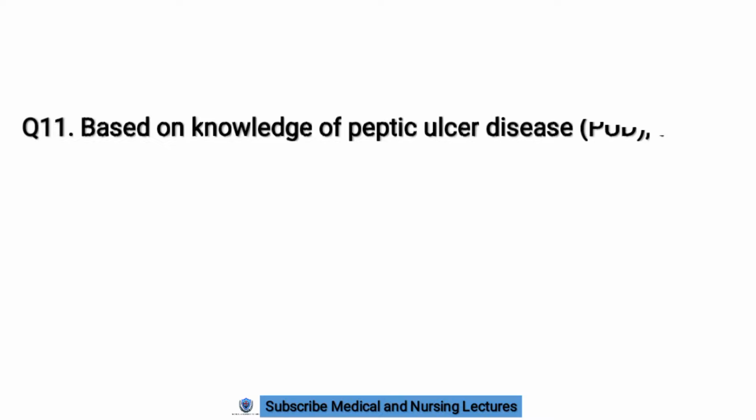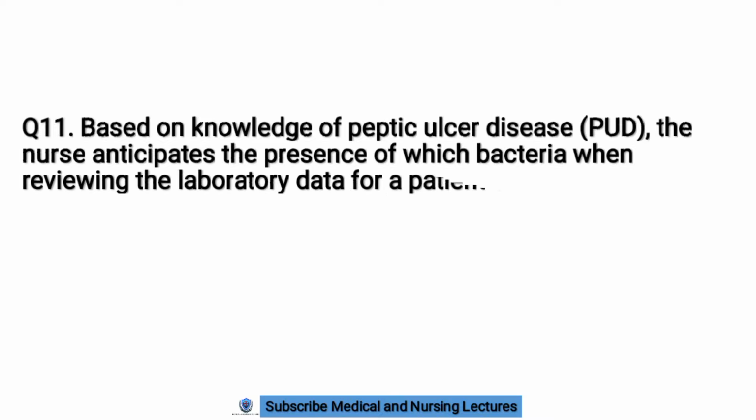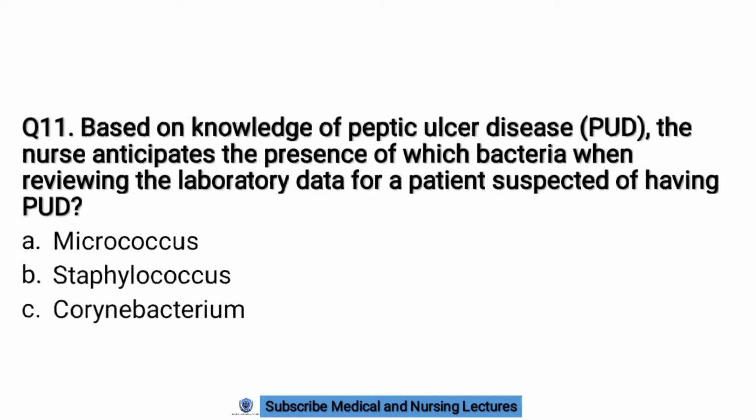Question number 11. Based on knowledge of peptic ulcer disease, PUD, the nurse anticipates the presence of which bacteria when reviewing the laboratory data for a patient suspected of having PUD, peptic ulcer disease. Micrococcus, Staphylococcus, Corynebacterium, Helicobacter pylori. So here the correct option is option D, H. pylori, which is also called Helicobacter pylori.